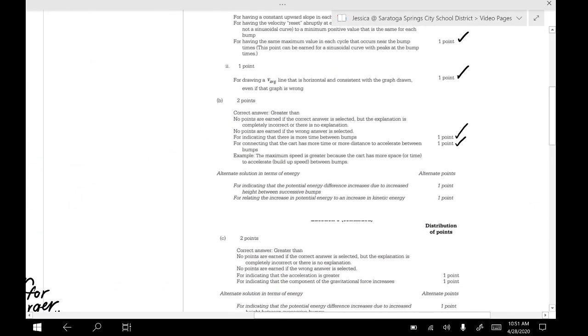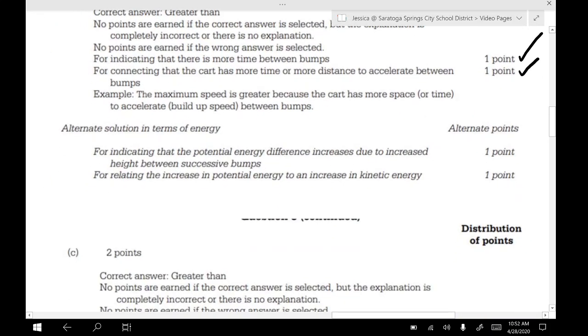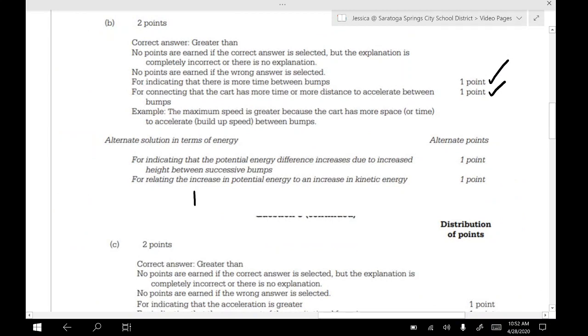Oh, and one thing they did say is they do have a solution in terms of energy. So for indicating that the potential energy difference increases due to increased height between successive bumps. So more change in potential energy leads to more change in kinetic energy, leads to more change in velocity. If that confuses you, they're basically saying that this little triangle does not have a great change in height, whereas if we increase that distance traveled, we have a greater change in height here, which means we have a greater change in potential energy, which leads to a greater change in kinetic energy, which leads to a greater change in velocity.